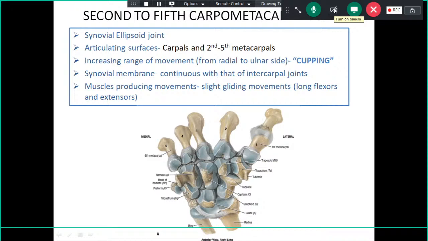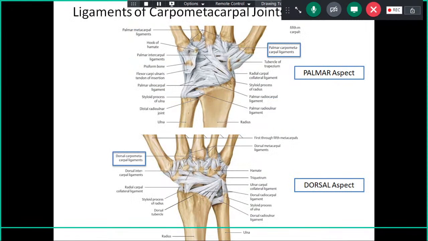Or we say that when a cast is applied for such fractures, it is applied in a glass holding or cup holding position. A cast is applied because that is the best position for the hand, without any undue action of the muscles or undue stretch over the muscles or the ligaments. The synovial membrane of the second to fifth carpometacarpal joints is continuous with that of the intercarpal joints, and the muscles producing movements produce slight gliding movements only, by the long flexors and extensors.